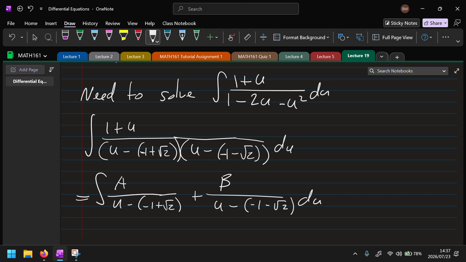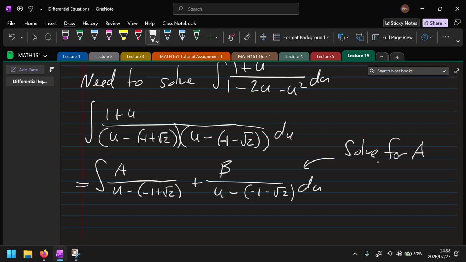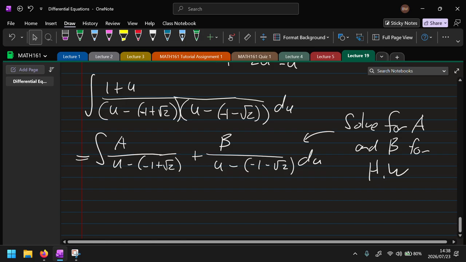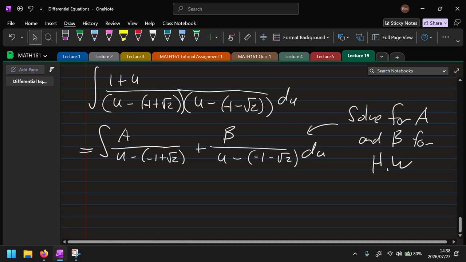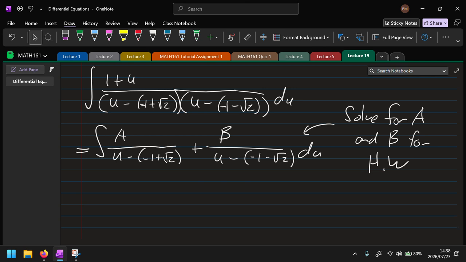Okay, so for homework, you're going to find A and B. Very easy, you just cross multiply, solve for A and B. Solve for A and B for homework. Right, you know how to do that. Cross multiply, make it equal to the top parts, and then you get your A and B. It will be something with root 2. Something with 2's and root 2's there. Okay, and then after that's done, the integration, very easy. Natural log for the first one, natural log for the second one.